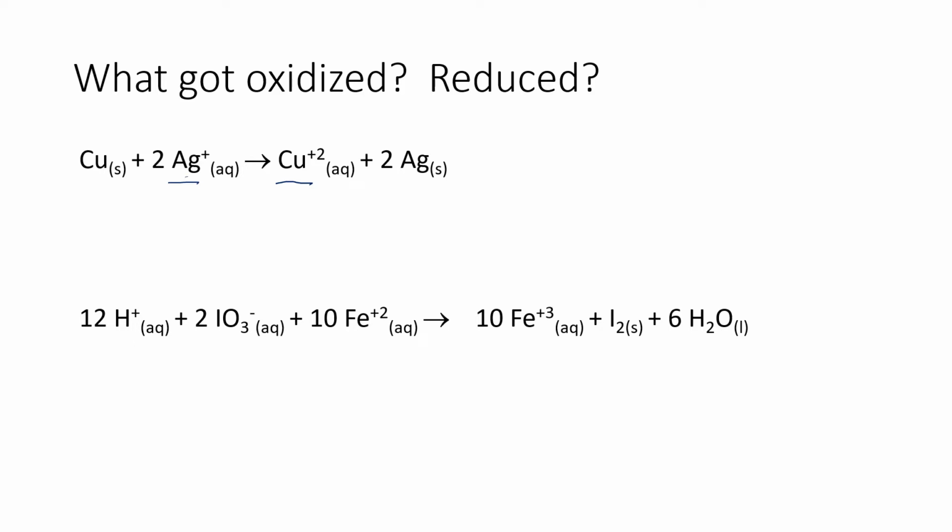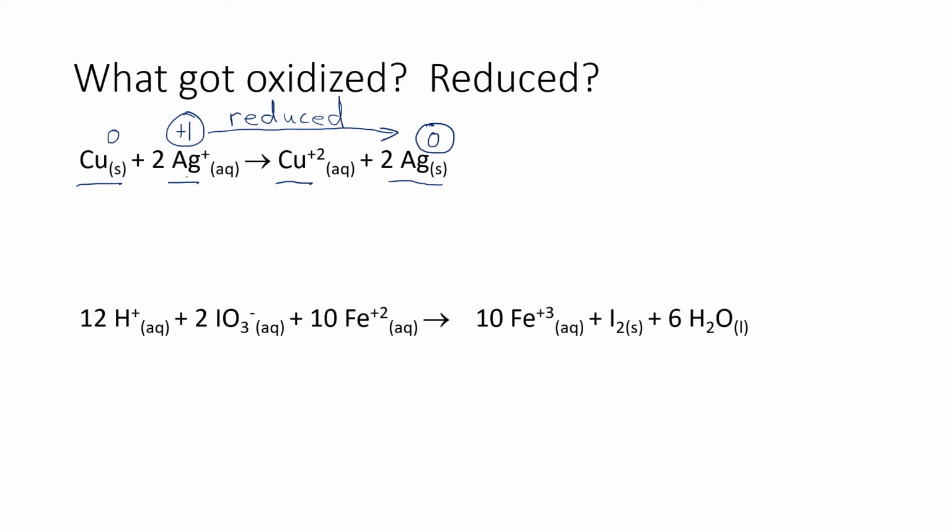The solid elemental forms, copper solid on the left-hand side, since nothing is written here, it's a 0 charge, and for silver on the product side, it's a 0 charge as well. So if we look at the silver species, on the left-hand side, it's a +1, and on the right-hand side, it's a 0. So +1 going to 0, that means it's getting reduced. It's getting to a smaller number. And so the species that got reduced was silver.